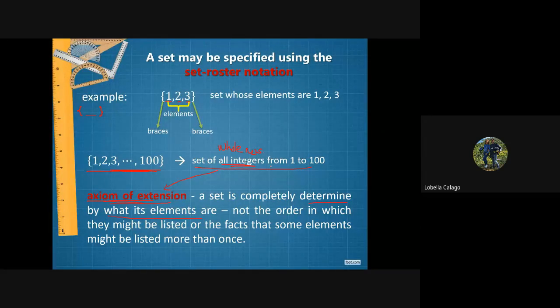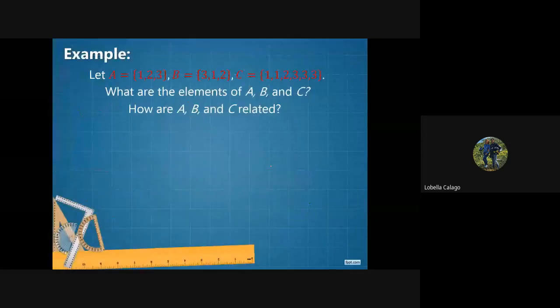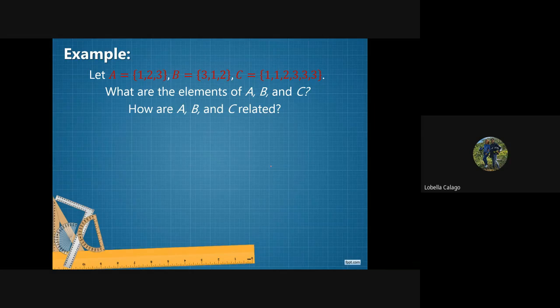So, that's it. Next. For example, we have here: let A be 1, 2, 3; B be 3, 1, 2; and C be 1, 1, 2, 2, 1, 2, 3, 3. What are the elements of A, B, and C? And how are A, B, and C related? So, think about it first for about 1 minute.